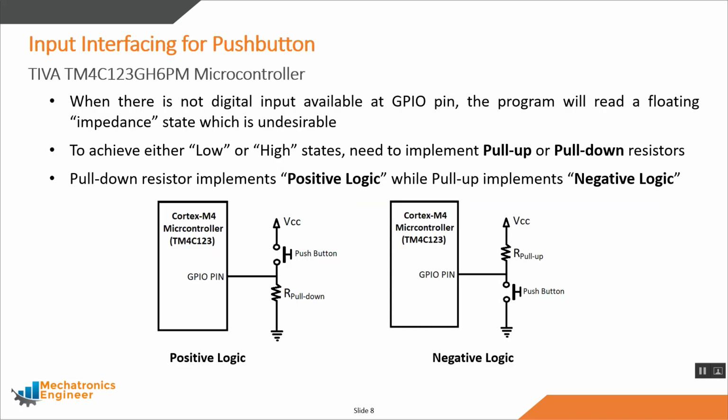Now we will discuss interfacing the push button with the microcontroller GPIO pin. The one important thing to notice for a GPIO pin is that it can either read a low or high state. And if the push button is not interfaced correctly with the GPIO pin, the program will read a floating impedance state, which is undesirable. So in order to achieve low or high states, we need to implement pull up or pull down resistors. The pull down resistor implements the positive logic, and the pull up resistor implements the negative logic. So let's see in some detail what these mean.